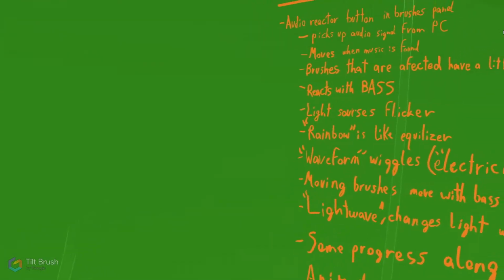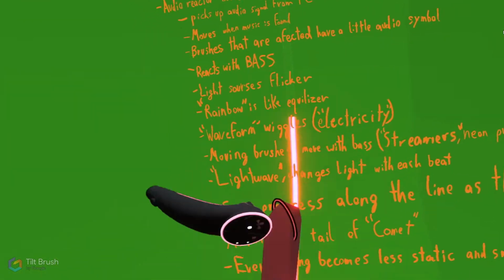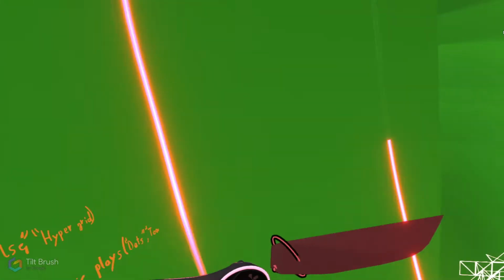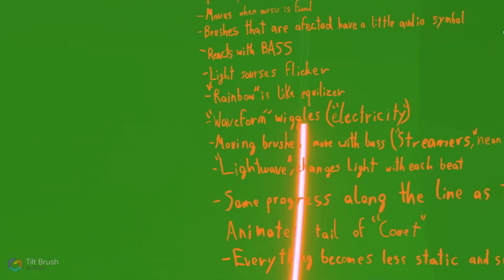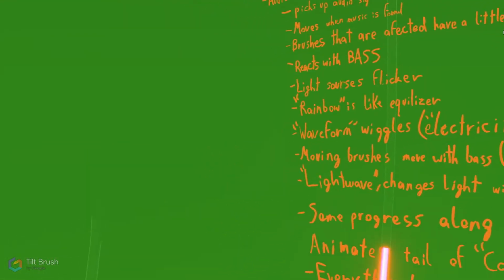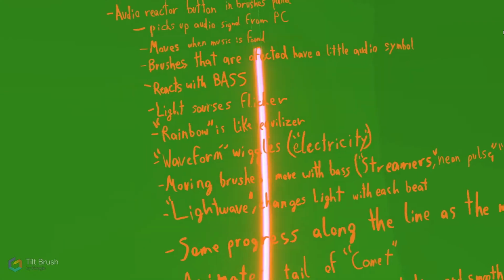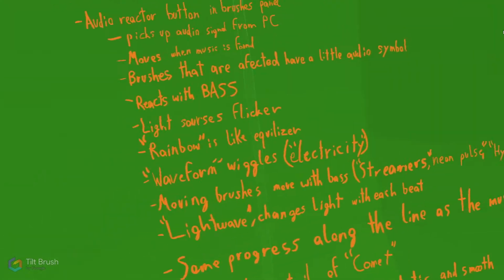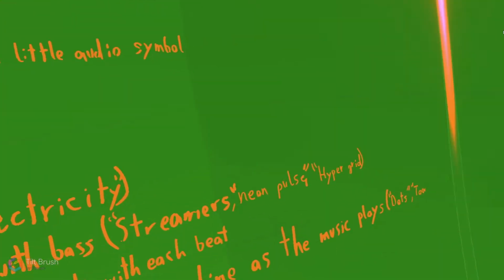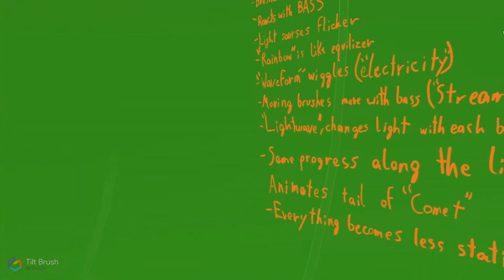So yeah, rainbows are like an equalizer. Waveform wiggles. So what I was talking about also with electricity, how it wiggles like this. And then moving brushes move with bass. So like streamers, neon pulse, so that's what I was saying, they stop when there's no bass and then they continue. Here it's a strong flow because it's a consistent strong audio right now. There's a lot of audio.